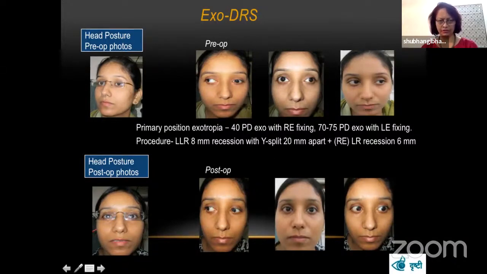Now, this was one patient of EXO-DRS who had a significant head posture, exotropia, and a good LR activity in abduction. So we did a bilateral LR recession, and on the left side, a Y split was done, which was done 20 millimeters apart. Post-operatively, you can see that there's a good correction of head posture and improvement in globe retraction, and abduction remains good.